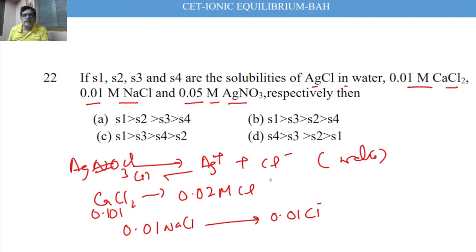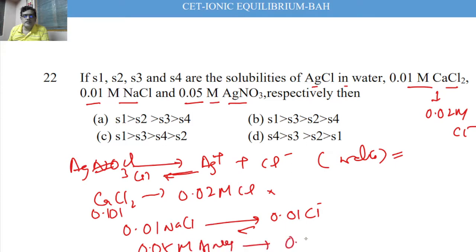So again equilibrium will be shifted backwards, but not to the extent as it is done in the calcium chloride. It will go back a little, not to that extent. Therefore solubility will be more in water and less in calcium chloride. So it will produce 0.02 molar chloride ions. Whereas the last one, 0.05 molar silver nitrate, is going to produce 0.05 molar Ag plus. So that will shift the equilibrium backwards to the largest extent.